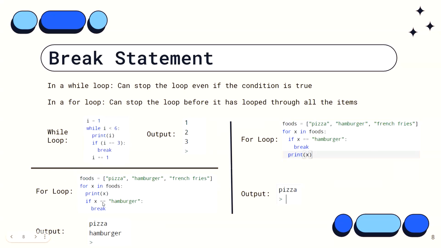For our for loop, you can see it's the same loop. And then we have if x equal to hamburger, break. So our break statement is after the print. So because of this, it's going to print pizza and hamburger.